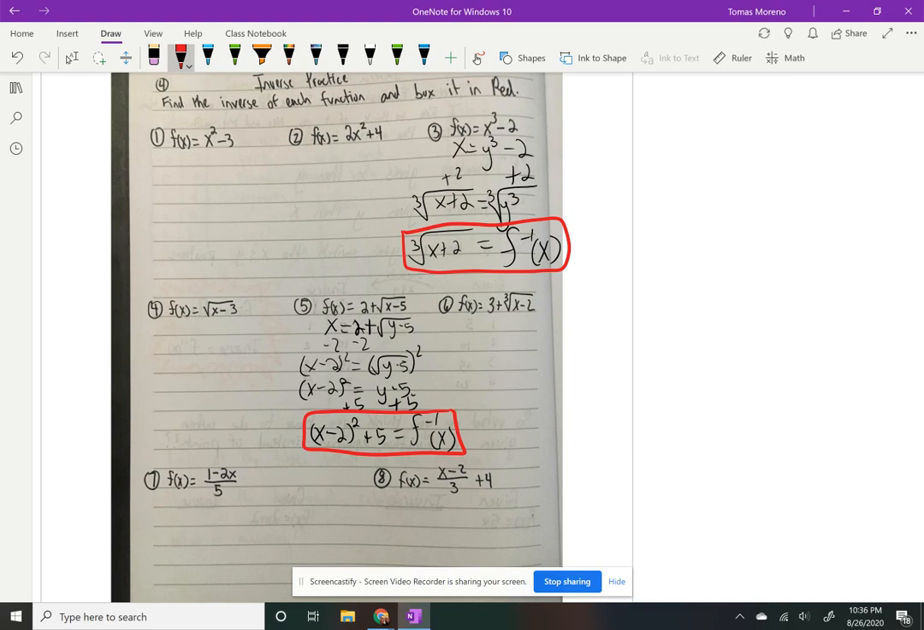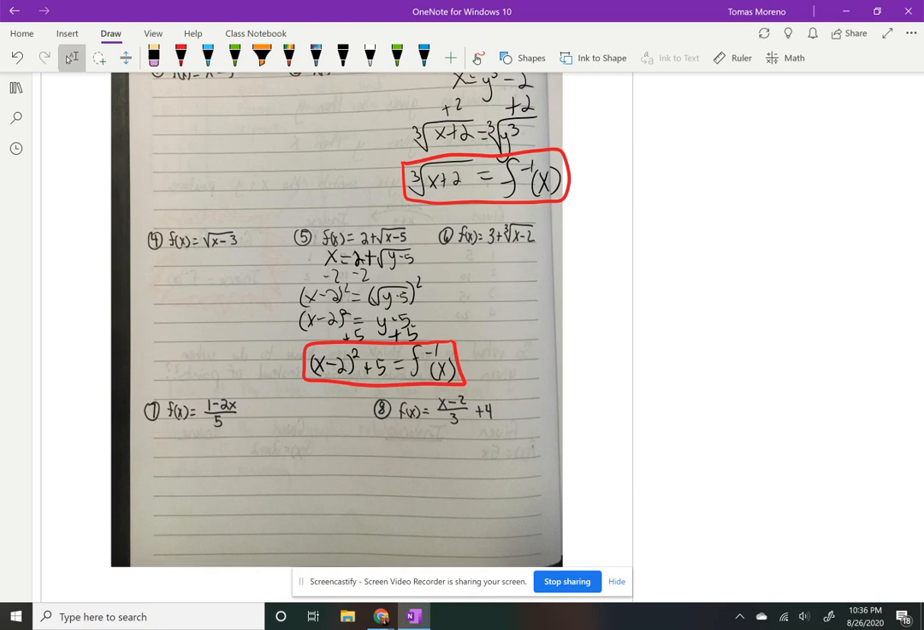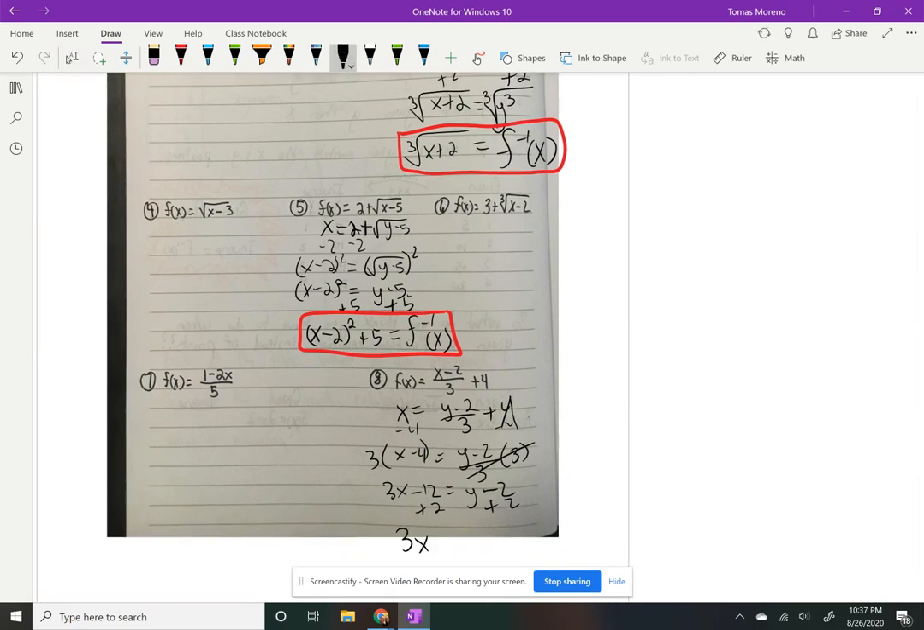So now, what about these bottom ones? Man, these fractions. Hardly anybody likes dealing with fractions, but we're going to deal with them today. Same process. Let's do it. Switch the x and the y. I first minus 4. How do I get rid of a divide by 3? Multiply by 3. So now I'm actually going to distribute this. So I'm going to have 3x minus 12 and y minus 2. How do I get rid of a minus 2? I add 2. So now I have 3x minus 10.